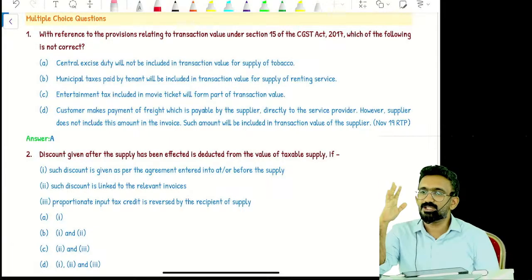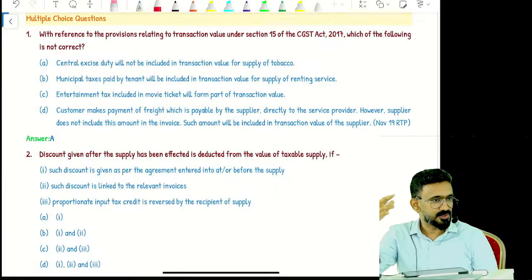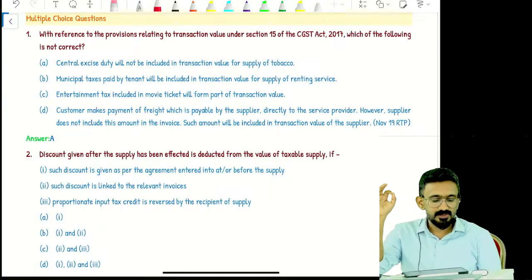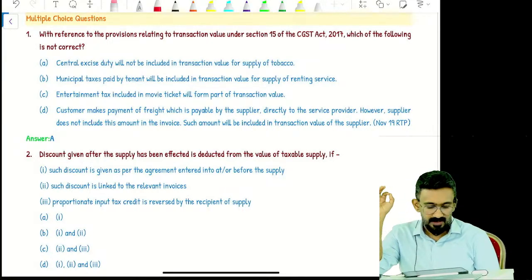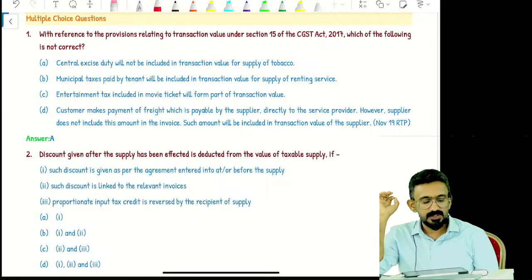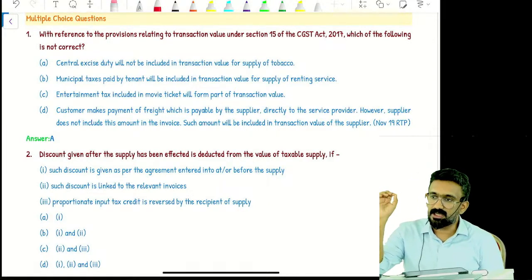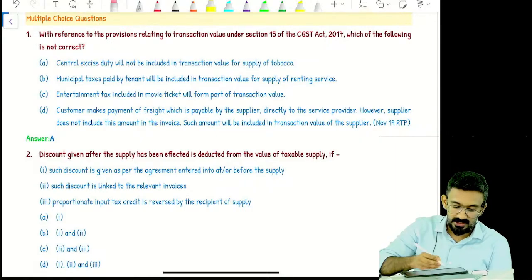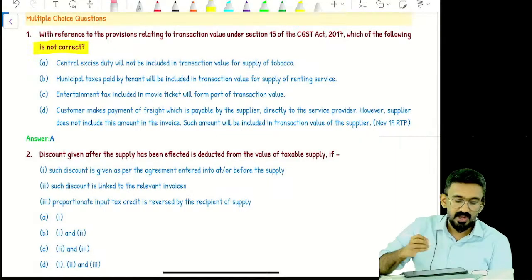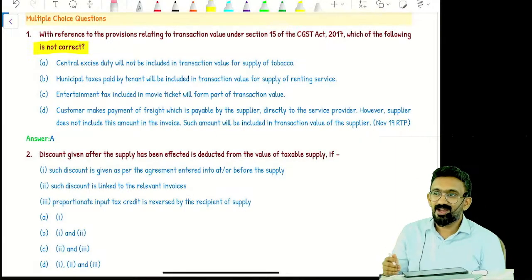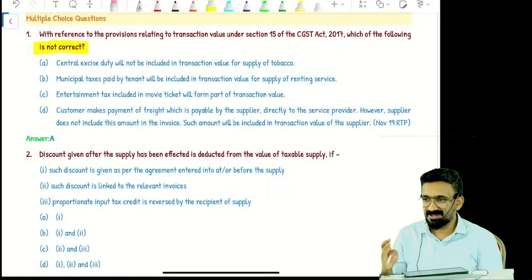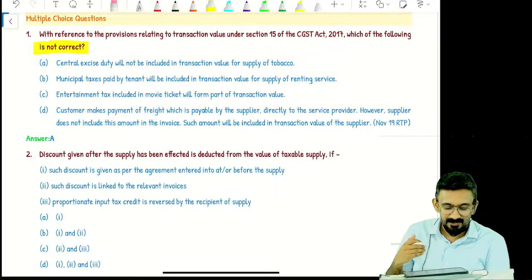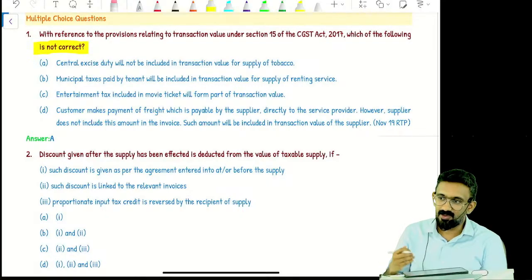Then I will go back to each provision for you, look at the provision and then give you understanding. First question is here. With reference to the provisions relating to transaction value under section 15, which of the following is not correct? Asking you which is not correct. Ideally, out of the 4, how many should be correct? 3 should be correct, 1 should be incorrect. You should also understand why it is incorrect, why it is correct.